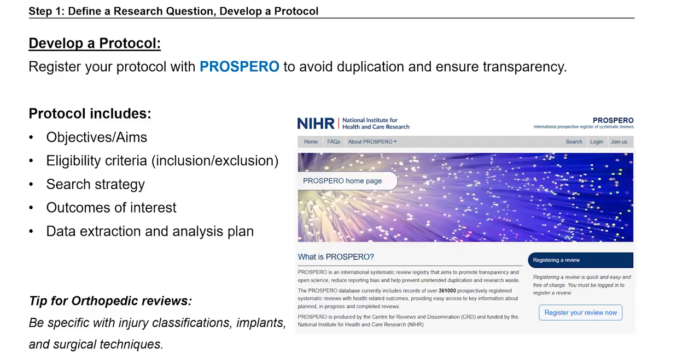As we're talking about the first step, which is defining a research question and developing a protocol, in terms of the protocol there is a good guideline called Prospero. This will help authors avoid duplication and ensure transparency. Prospero includes the objectives and aims of the study, eligibility criteria including inclusion and exclusion criteria, search strategy, which we will talk about, outcomes of interest, and the data extraction and analysis plan. There is a tip that might be useful for orthopedic researchers.